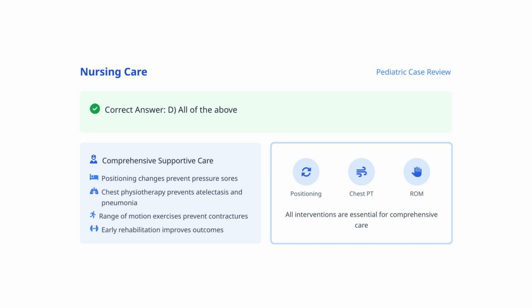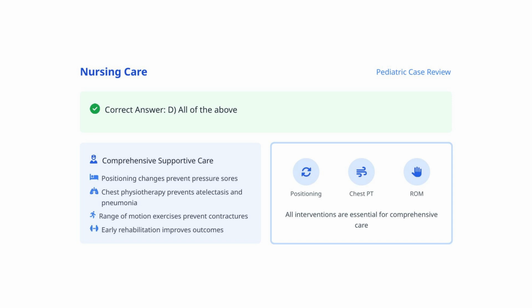Comprehensive care for a bedridden child with Guillain-Barré syndrome requires multiple interventions. Positioning changes every 2 hours prevent pressure ulcers. Daily chest physiotherapy helps prevent atelectasis and pneumonia, which are significant risks due to impaired cough and possible respiratory muscle weakness. Passive range of motion exercises prevent contractures and maintain joint mobility. Early involvement of physical and occupational therapy is also crucial for optimal recovery and should begin as soon as the patient is medically stable.